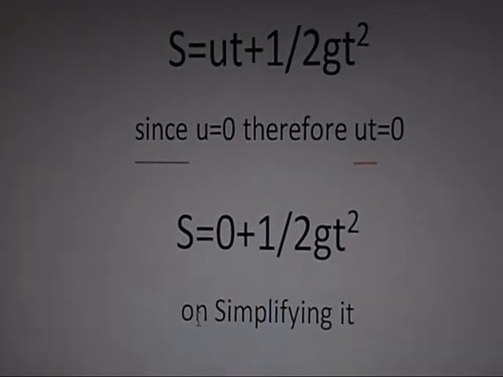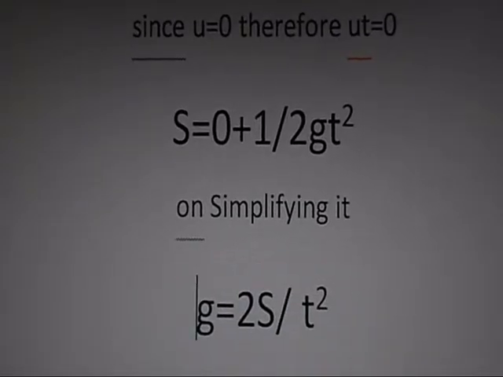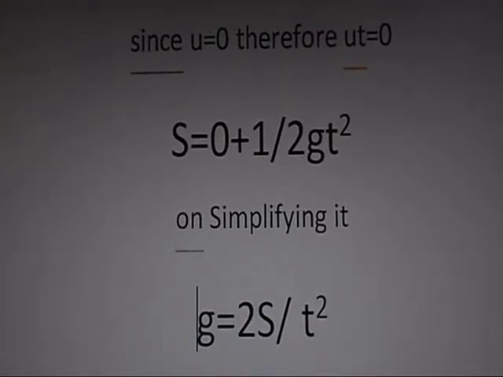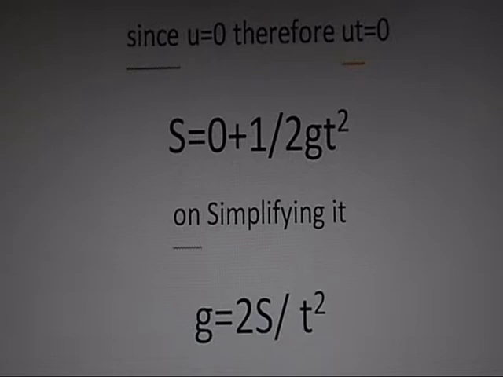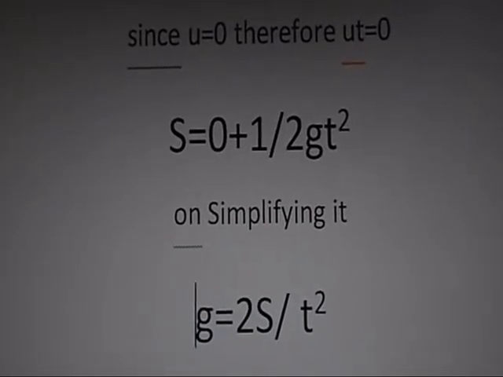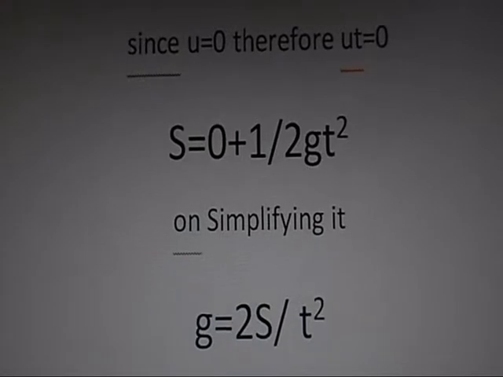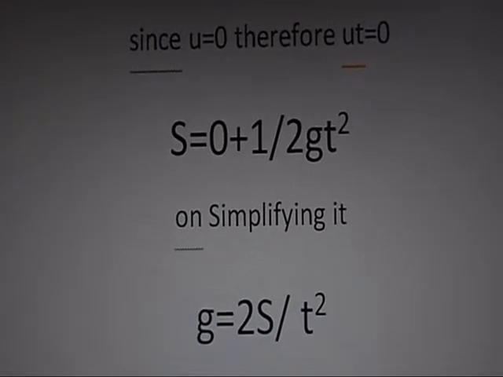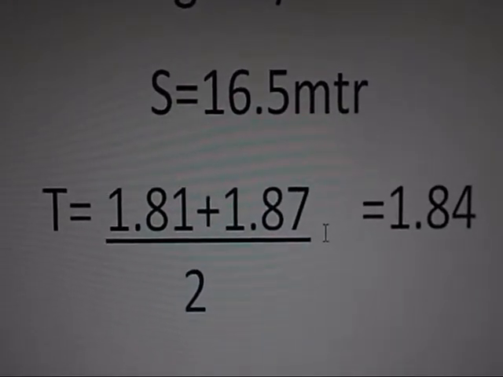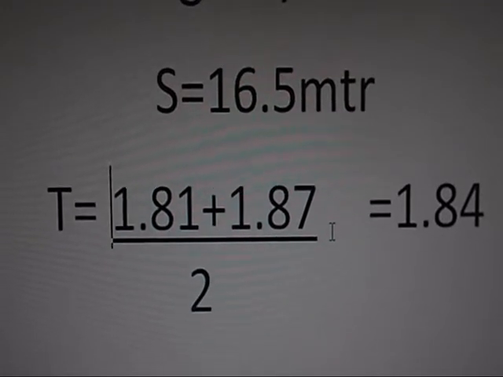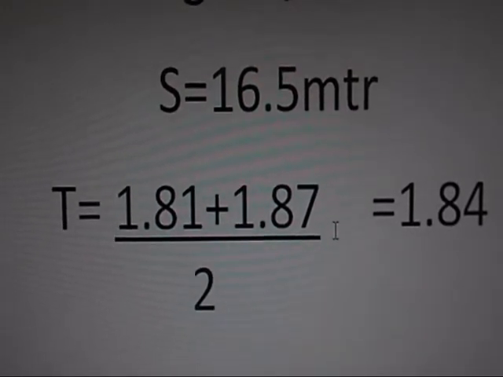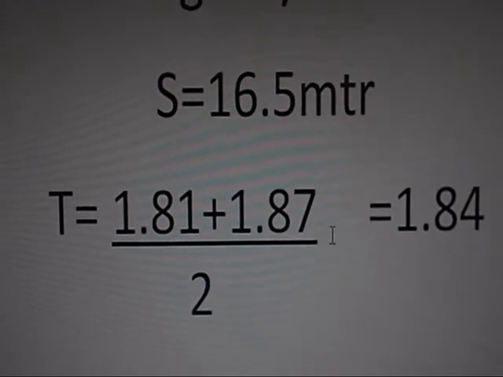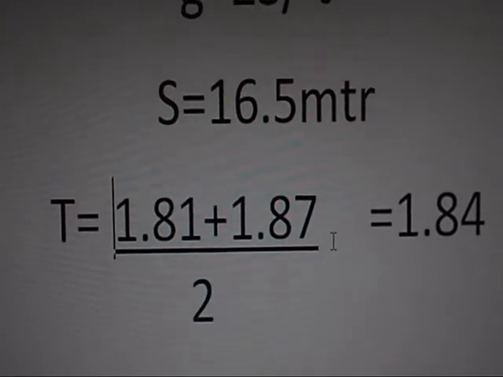On simplifying it, we get g is equal to 2S divided by t square, where S is the height of the building and t is the time taken by the stone to descend this height. So using this formula we can calculate the gravitational acceleration. S in our case is 16.5 meter and t, the time taken by the stone to descend this height, comes out to be 1.84 seconds. This is the average time taken by the stone to descend this height.